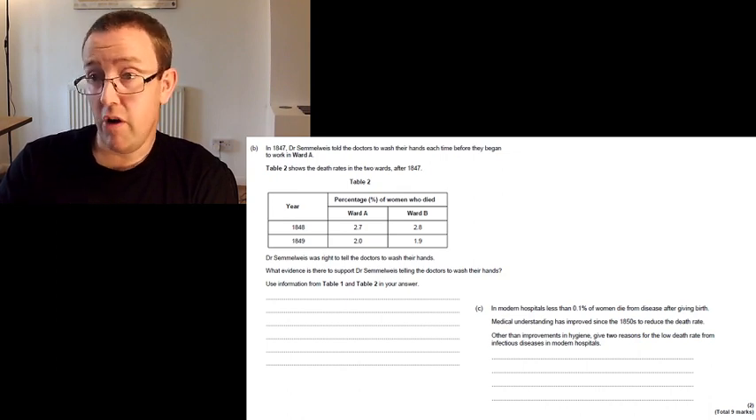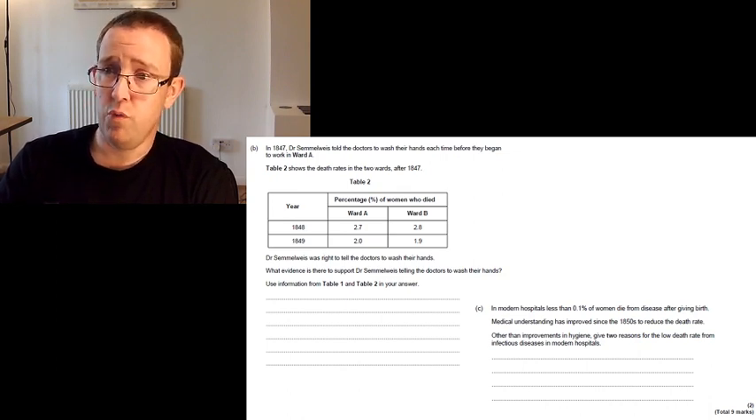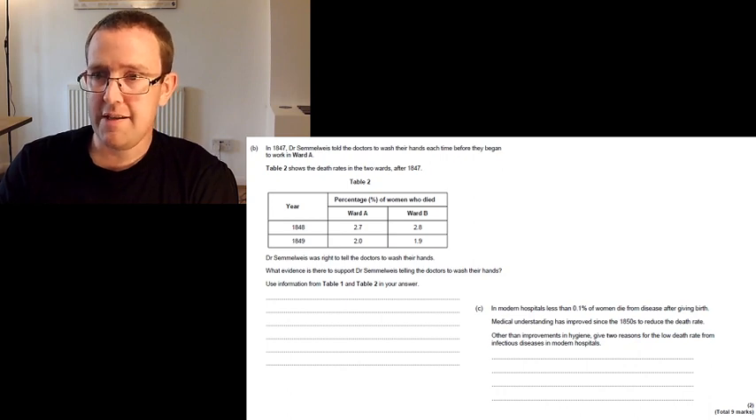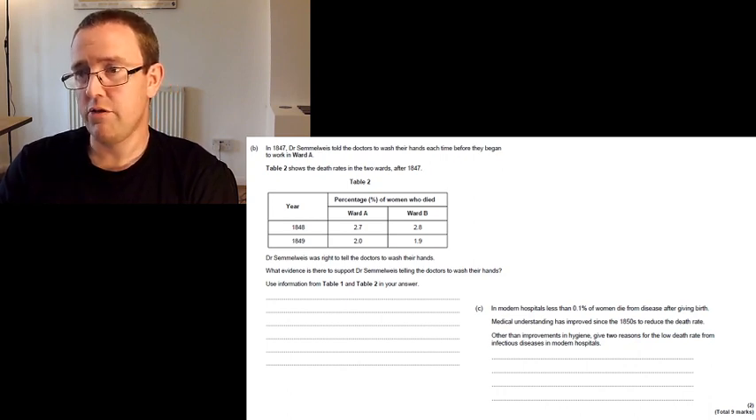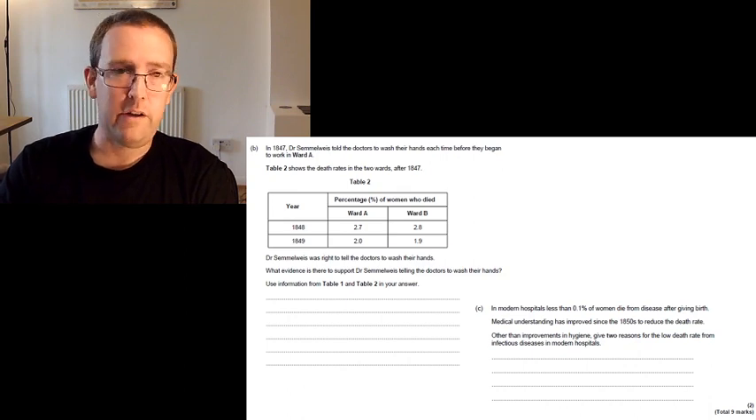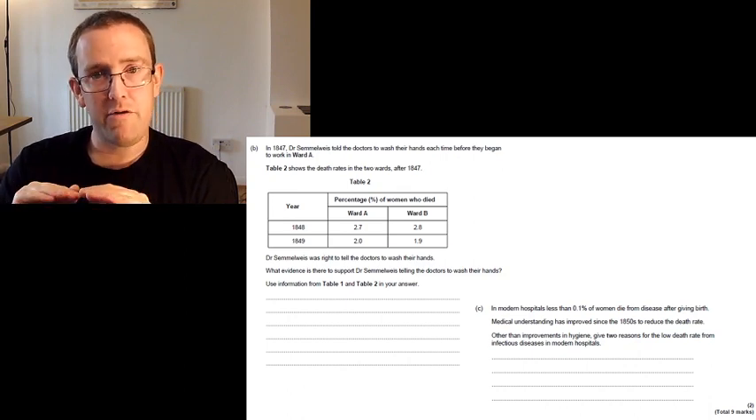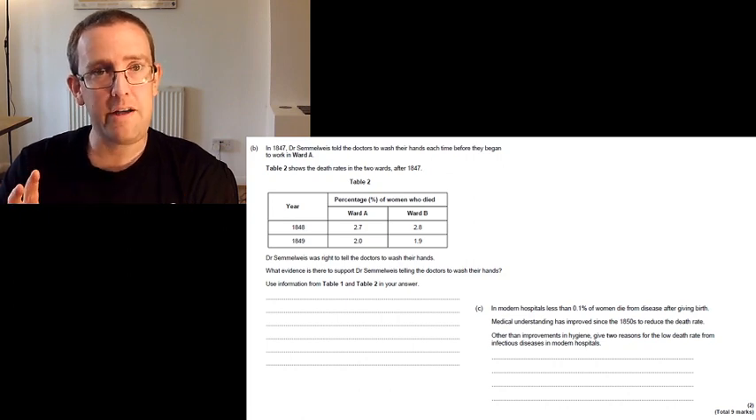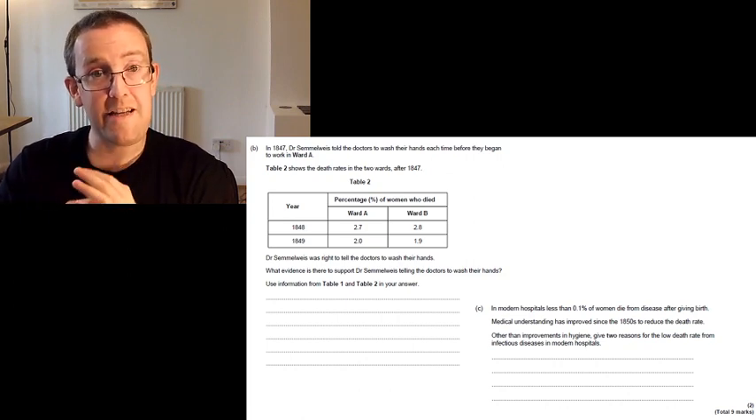Dr. Semmelweis was right to tell the doctors to wash their hands. What evidence is there to support Dr. Semmelweis telling the doctors to wash their hands? Use information in table 1 and table 2 in your answer. So you're getting clear instructions of what you need to do there. You're being told the answer, that he was right. The question is, what is the evidence?